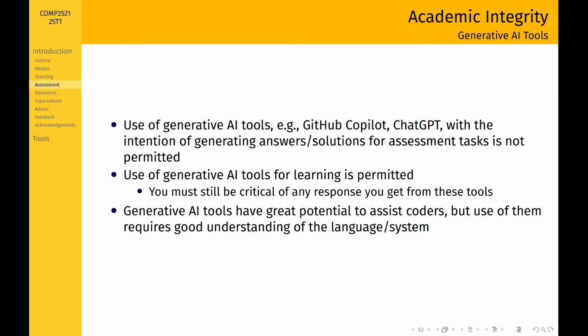Okay, and of course there is the discussion of AI tools. So what can you use them for? Can you use them at all? First of all, using AI tools to solve the problems given to you in labs, quizzes, and assignments is not allowed. So don't use them to generate answers or solutions.